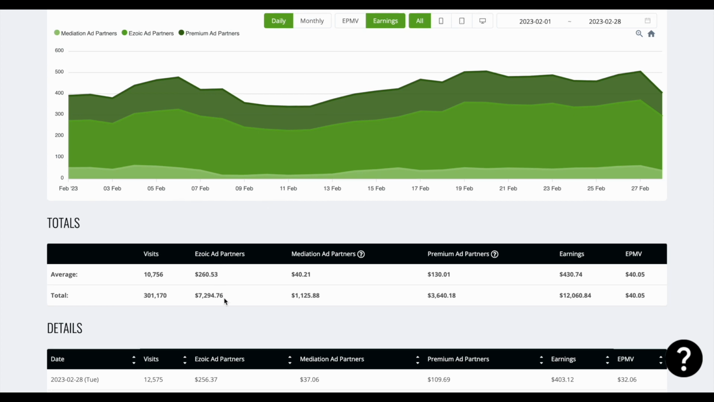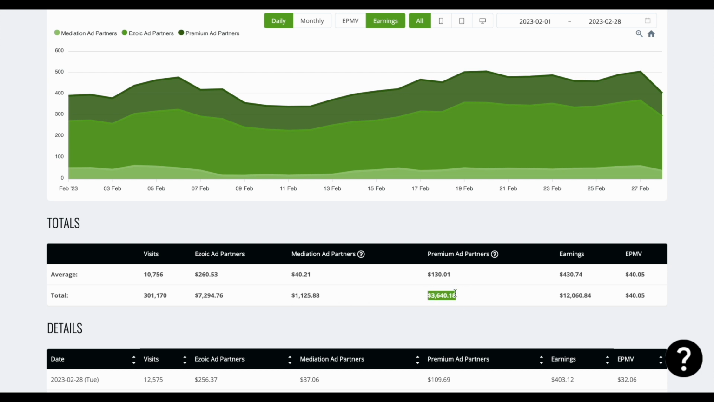So you get the idea. The total earnings for the month were just over $12,000. The income came from three sections. So one was the basic Ezoic ads. One was AdSense mediation, where Ezoic chooses to pay the ads via AdSense or display AdSense ads, and they'll pay us basically. And then Ezoic Premium.